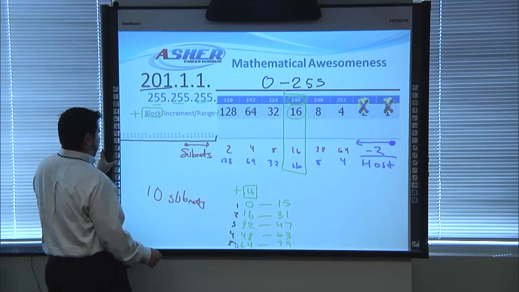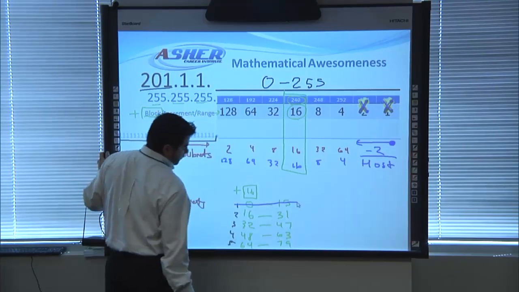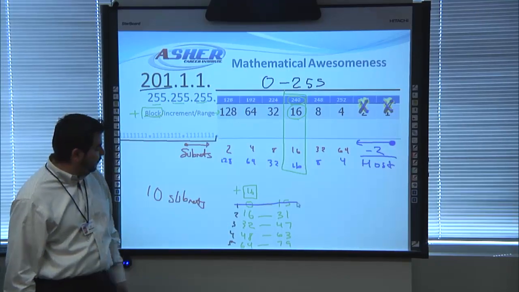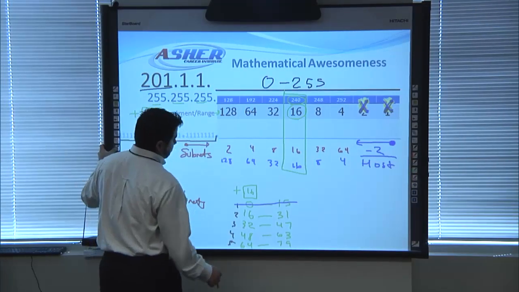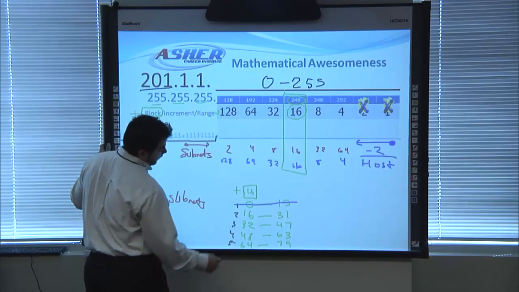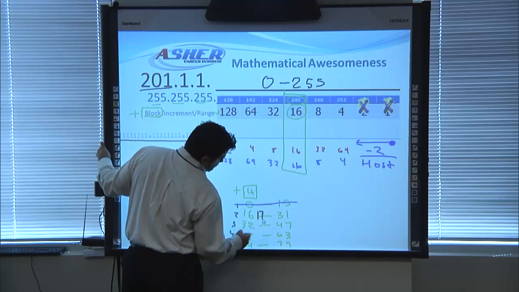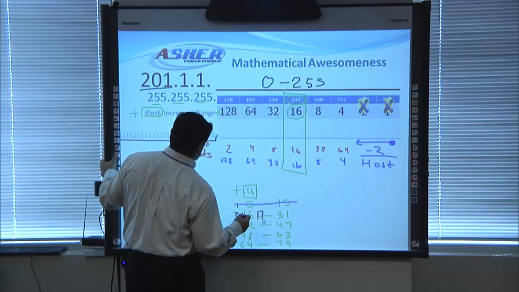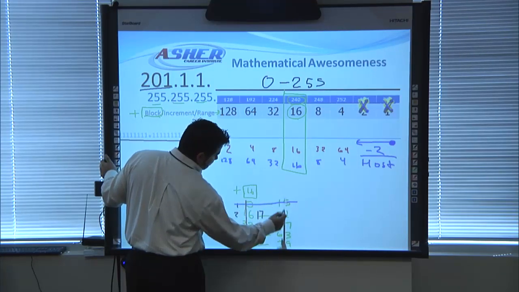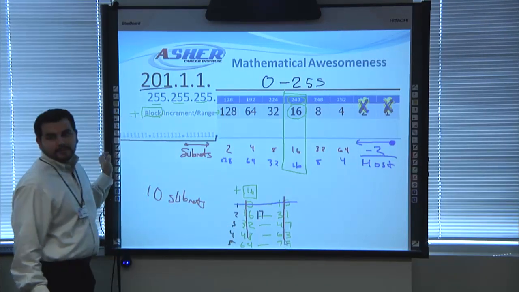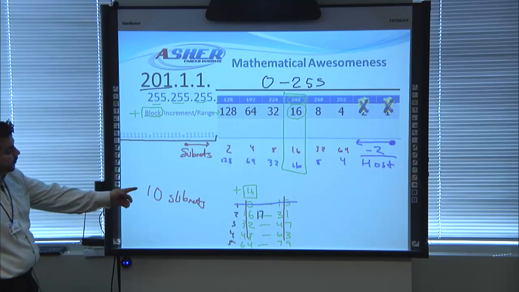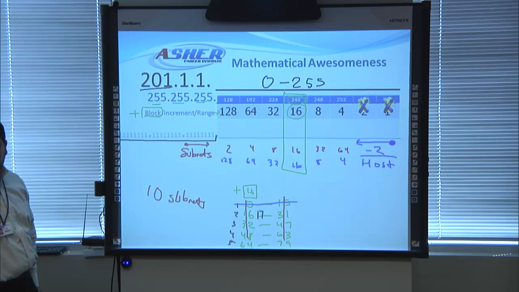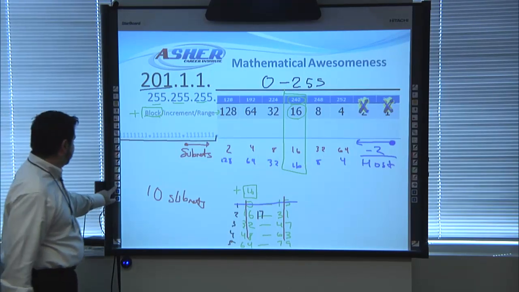Can I use my first range? So my first computer would have the IP address of what? 17, because I can't use my network IDs or my broadcast. Remember? So my very first computer would have 17 on it. All right?